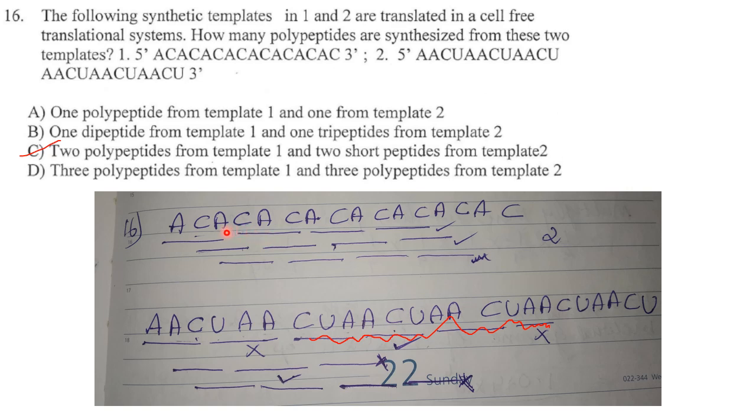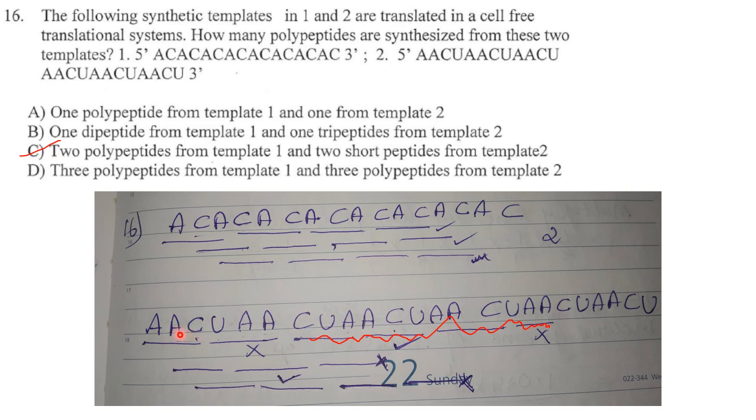Again, if you start from the third nucleotide, ACA, ACA, CAC, ACA, CAC. That is just similar to your first one. So the third one we are not taking into consideration. So two polypeptides from template 1. Now if you see template 2, ACA, UAA, it will stop over there. So only one amino acid has been incorporated. So that is not taken into consideration. You need peptides. So it will stop there.